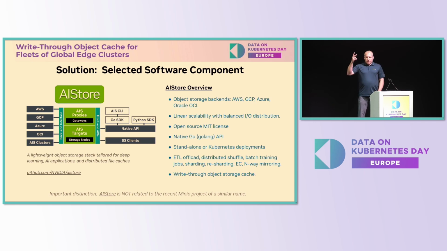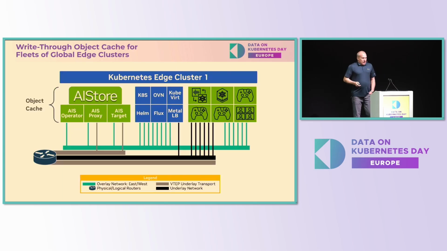At its core, you've got really two components, the AIS proxies, which are not in the data path. They're the initial connection point from the clients to let the client know which target to hit for the particular object that it's requesting. We also have an operator to make this pretty seamless in Kubernetes. So to bring AIStore into the Kubernetes cluster, we use, as I mentioned, the AIS operator to control the life cycle of the AIStore proxies and the storage targets. These, by the way, are deployed as daemon sets.